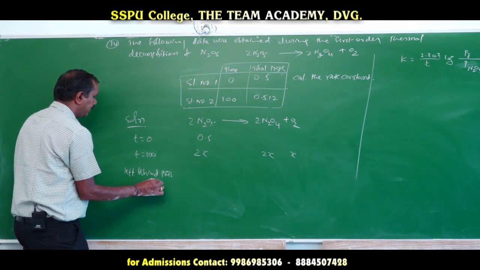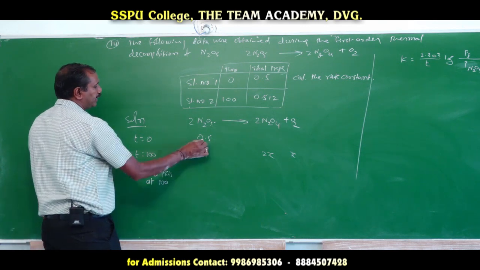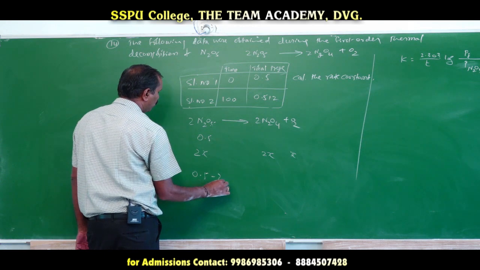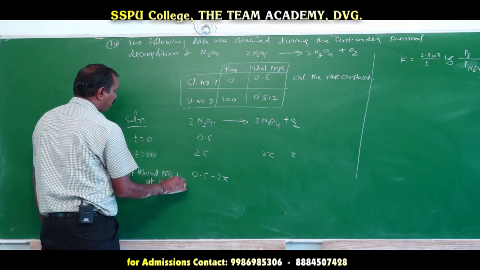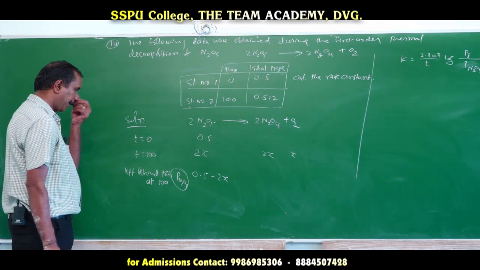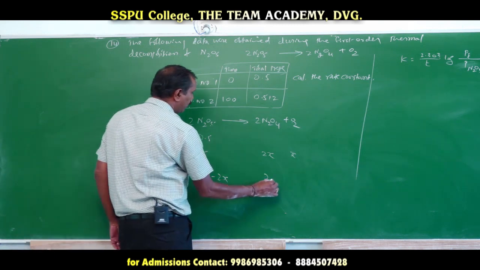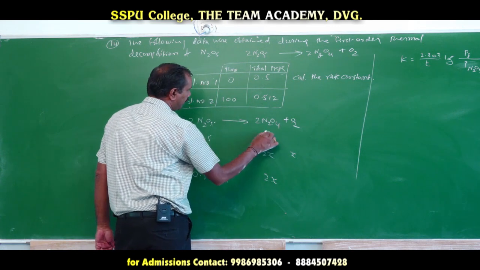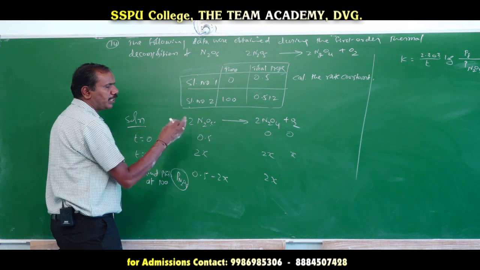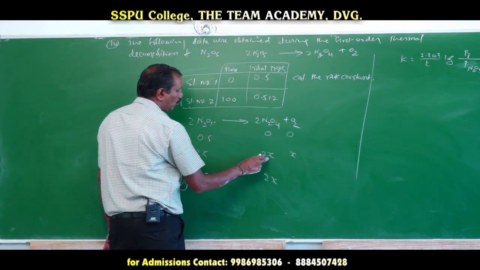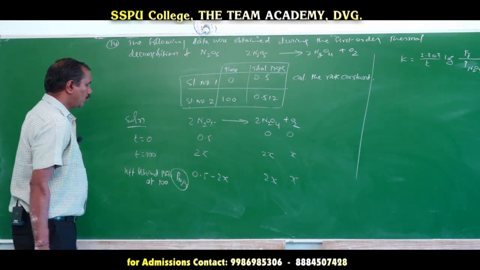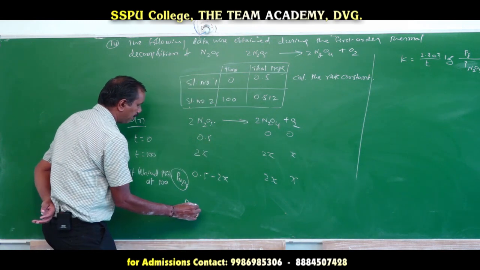at 100 seconds can be calculated as 0.5 minus 2x, where 0.5 is the initial pressure. This is the partial pressure of N2O5. Then N2O4 is 2x. The initial pressure of N2O4 is 0, and O2 is also 0, because the product has not formed yet. Whatever quantity is formed will be left behind. So the total pressure can be calculated using a formula.